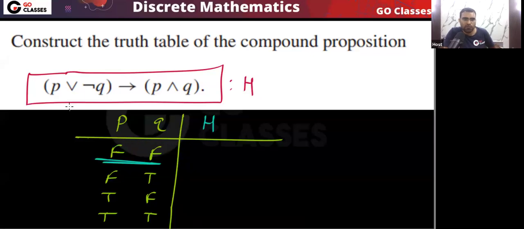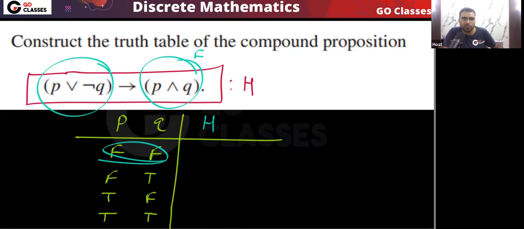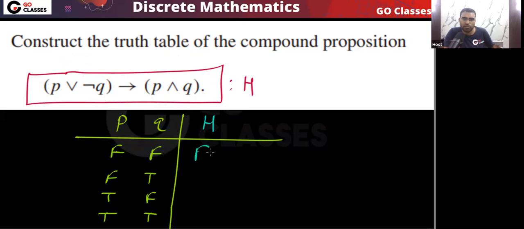You can see P false, Q false. Because P false, Q false, P and Q will be false. And you can see this will be true. True implies false will be false. So finally, you will get false. Next, for this combination, you can see this will be false. Next, for this combination, this also will be false. False implies false, that will be true.